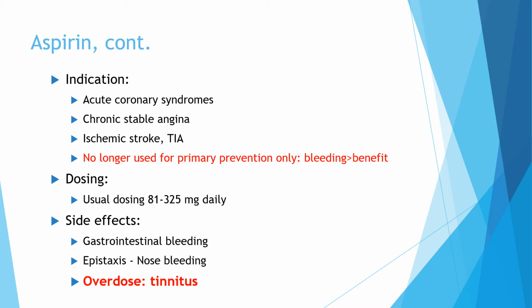Side effects for aspirin, of course bleeding, but more specifically GI bleeding is the most common form of bleeding on aspirin, followed closely behind epistaxis or nose bleeding. One important thing to mention is that with an aspirin overdose, one of the most common symptoms is tinnitus.